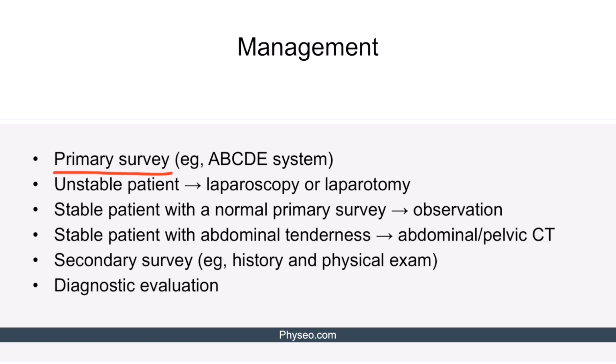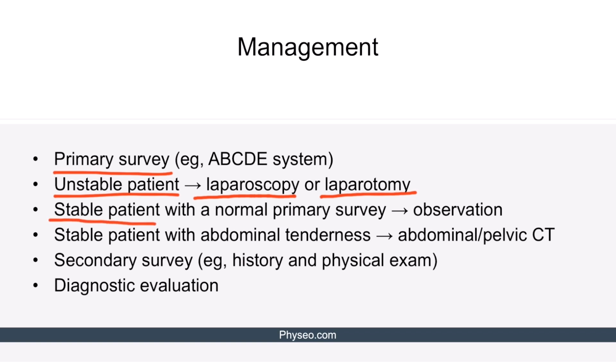The primary survey involves the ABCDE resuscitation system. A is for airway, B is for breathing, C is for circulation, D is for disability, and E is for exposure. If the patient is unstable, laparoscopy or laparotomy are recommended.